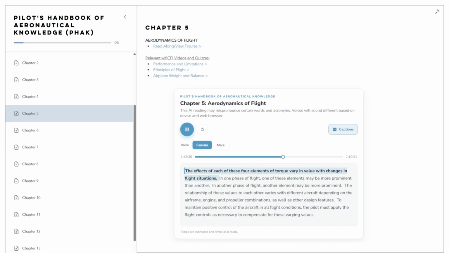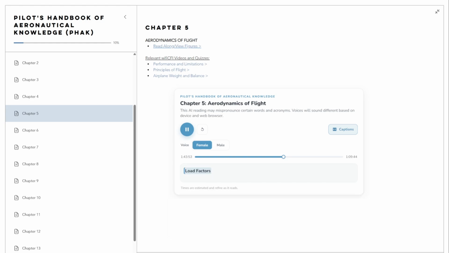The effects of each of these four elements of torque vary in value with changes in flight situations. In one phase of flight, one of these elements may be more prominent than another. In another phase of flight, another element may be more prominent. The relationship of these values to each other varies with different aircraft depending on the airframe, engine, and propeller combinations, as well as other design features. To maintain positive control of the aircraft in all flight conditions, the pilot must apply the flight controls as necessary to compensate for these varying values.